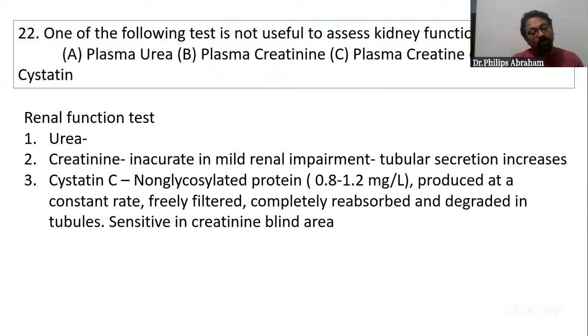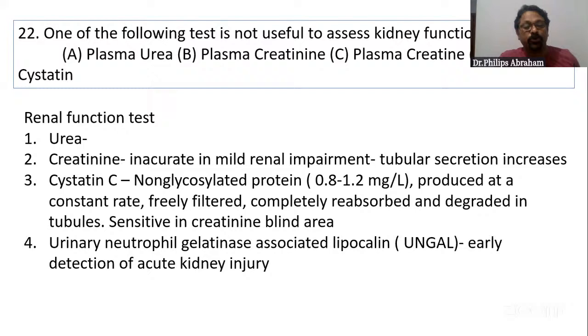So that is now a better marker of renal function than urea and creatinine. Because cystatin C is sensitive in that area of mild renal impairment, which we call the creatinine blind area. In that area also, cystatin C is sensitive. So these three can be used to assess kidney function, out of which cystatin C is the best. Now the other one, plasma creatinine, is an anhydrous form of creatinine. It is not at all used for kidney function. That's what you should know.